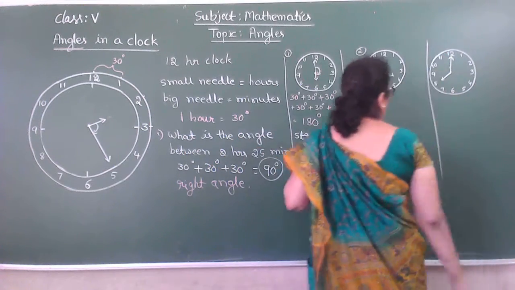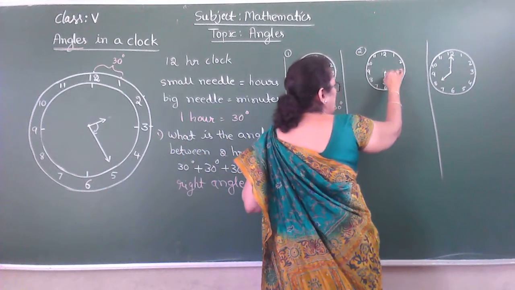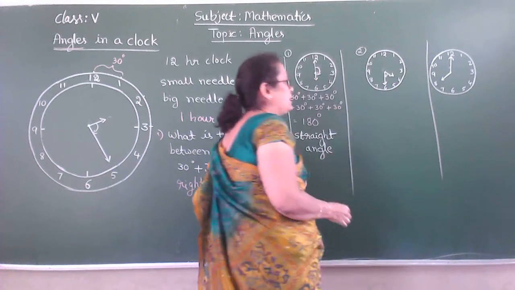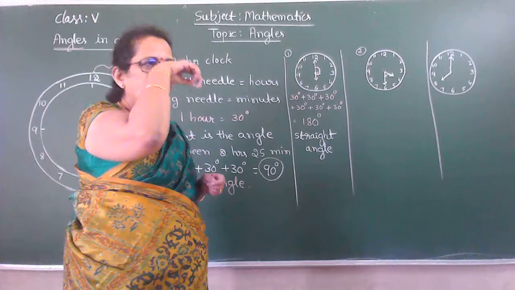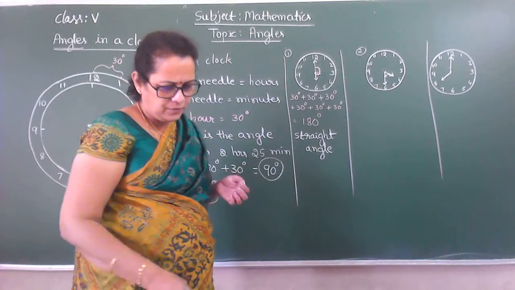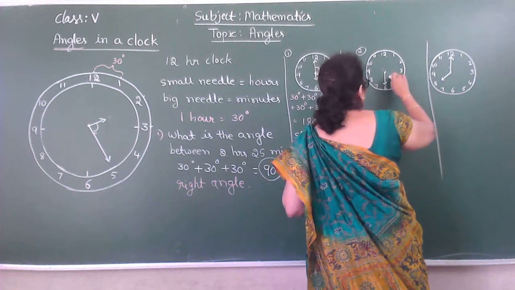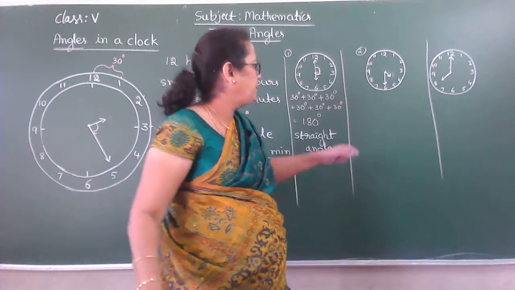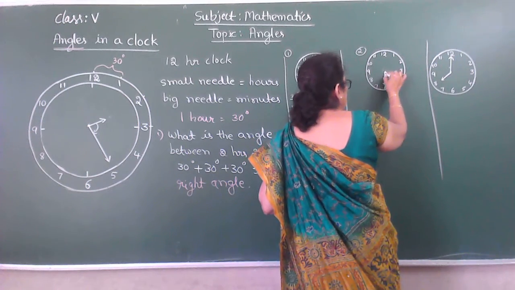Okay, so the small needle is at 4, then the big one is at 6. So you tell me the angle between the small and the big. See here, the small one is at 4, that is already in between 4, because it's showing 4:30. Okay, right? The small needle is in between 4 and 5 and the big needle is at 6. So what is the angle between these two?